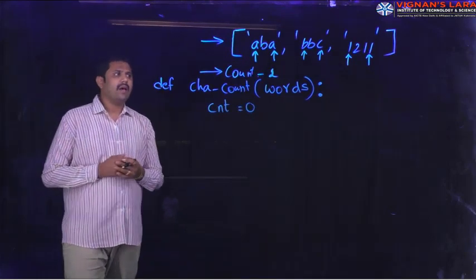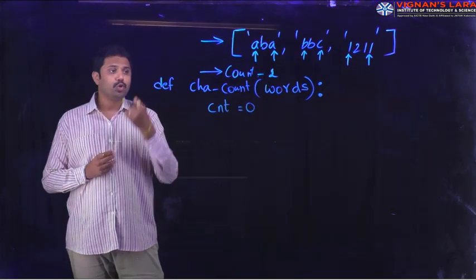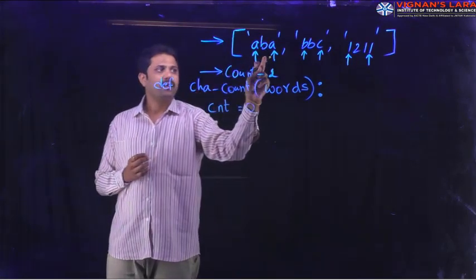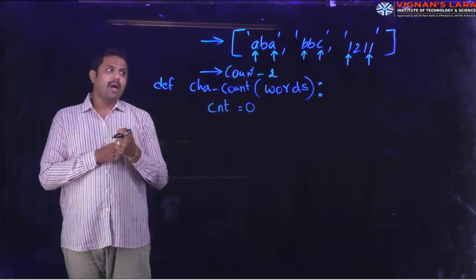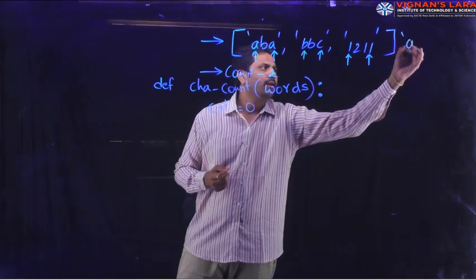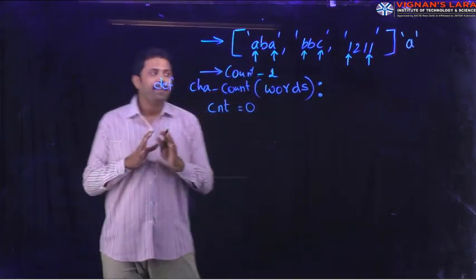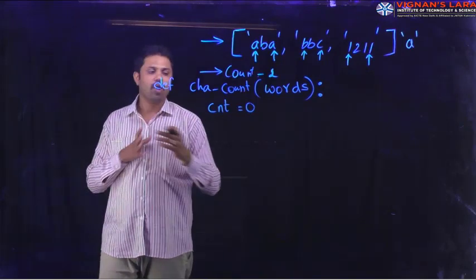Next, there is one more condition. The length of each item in the list should be greater than 1. That means you won't allow single characters like A. The string should have more than one character, and only then are you going to perform this operation.